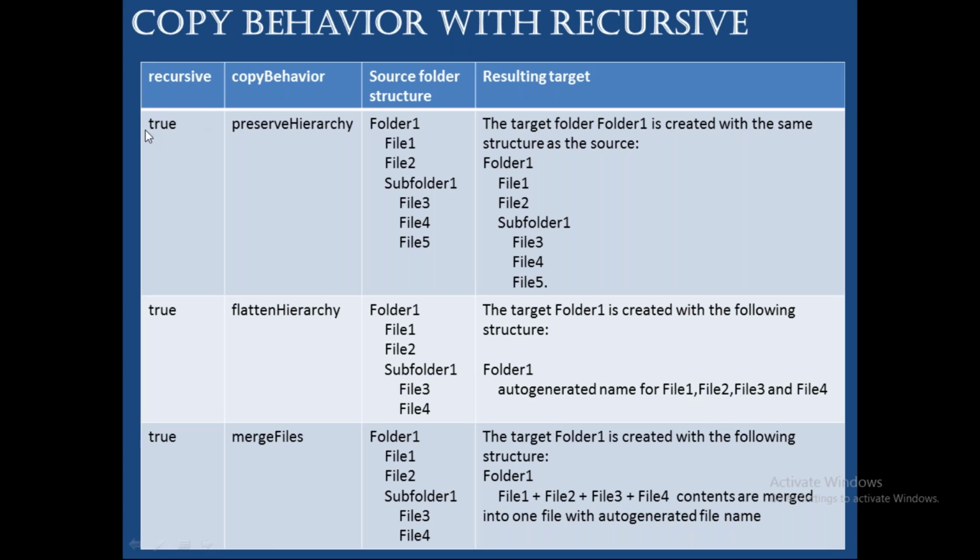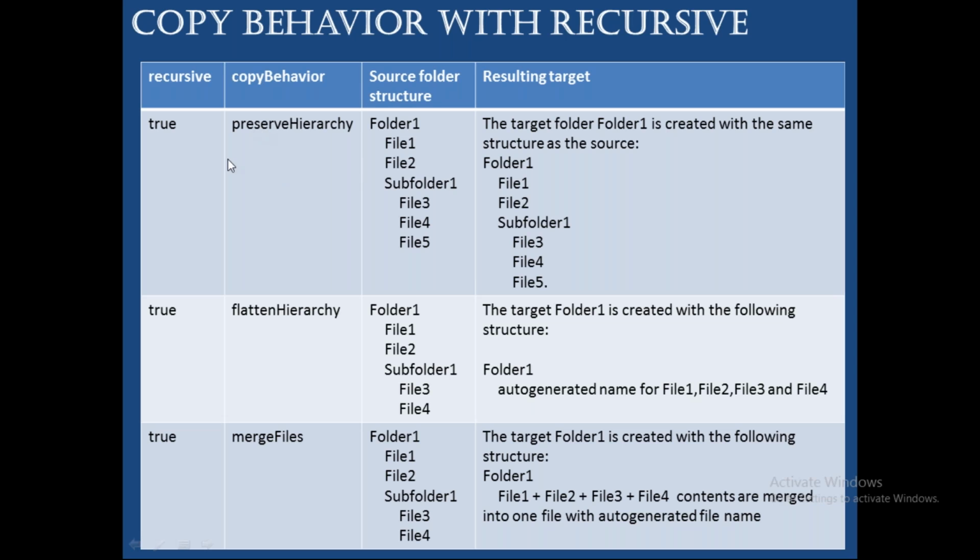So recursive is true. If you enable the recursive option, and you select copy behavior as preserve hierarchy, then let's imagine we have a folder structure called folder 1, file 1, file 2, subfolder, file 3, file 4, file 5. What happens is, on the target side, the sink side, you will get the same structure. You see folder 1, file 2, subfolder 1, file 3, file 4, file 5. The same structure which you have here comes through if you enable these two options in your copy activity.